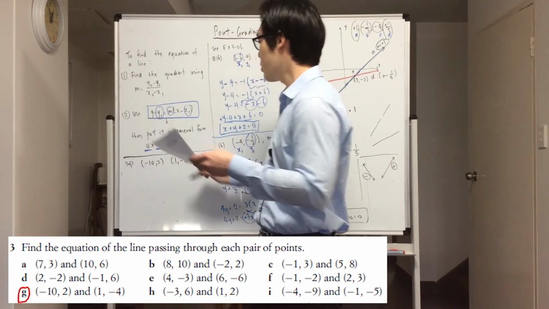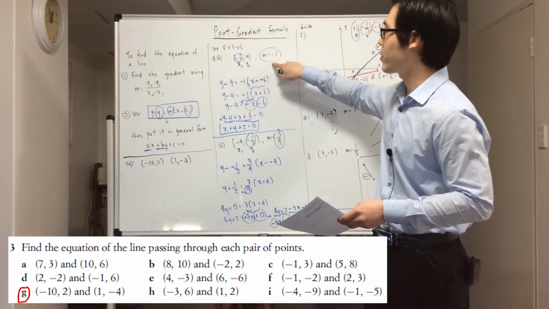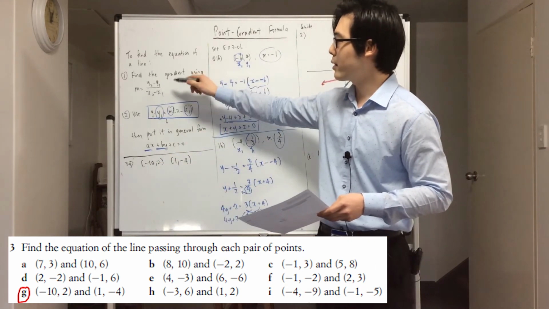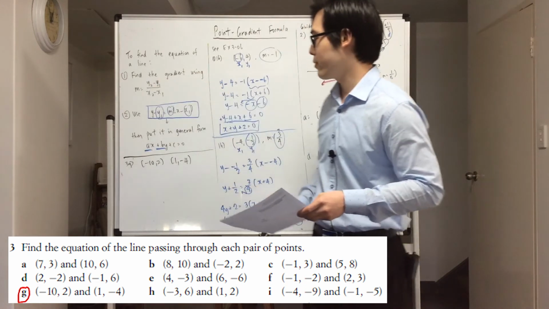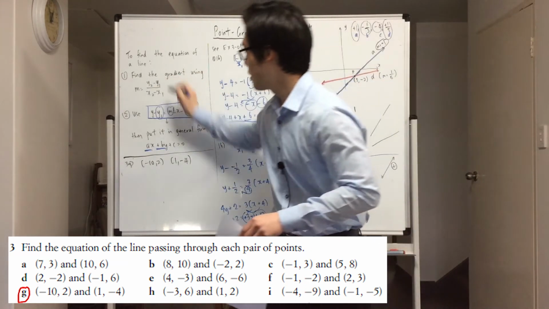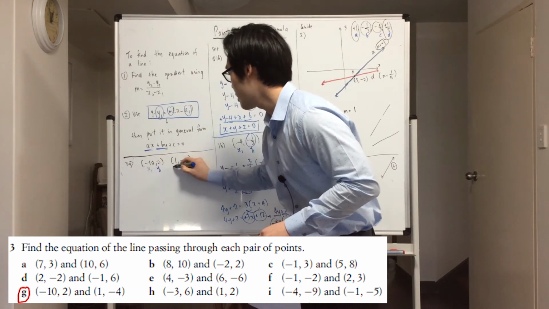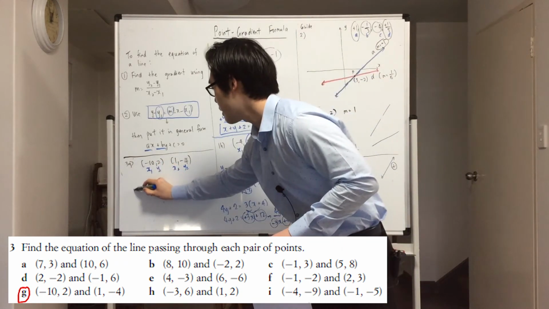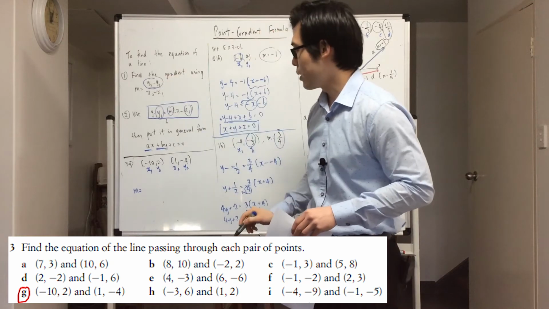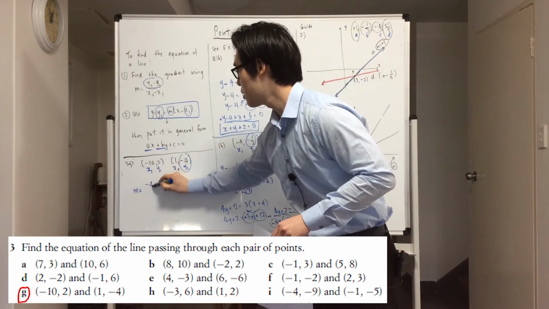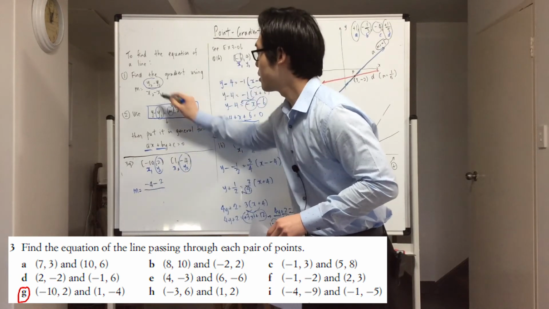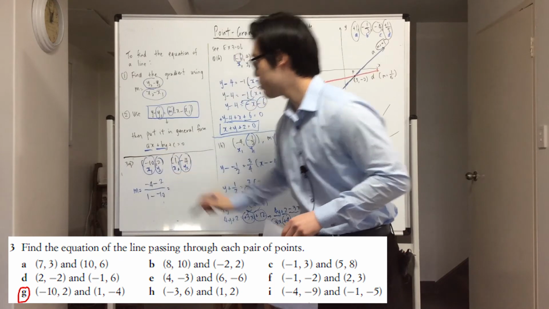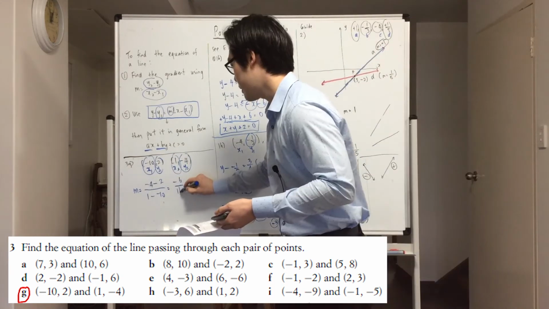Okay? So notice how in these questions, I'm given a point and the gradient. In this question, they don't give you the gradient, they've just given you 2 points. So in that case, you have to find the gradient yourself by using this formula, which we've done before. So that's your first step. So let's do that. Let's label x1, y1, x2, y2. Okay? So let's find our gradient from here. M is equal to y2 minus y1. That's -4 minus 2, over x2 minus x1, so that's 1 minus -10. So if you put all that in the calculator, 11, okay, that's my gradient.